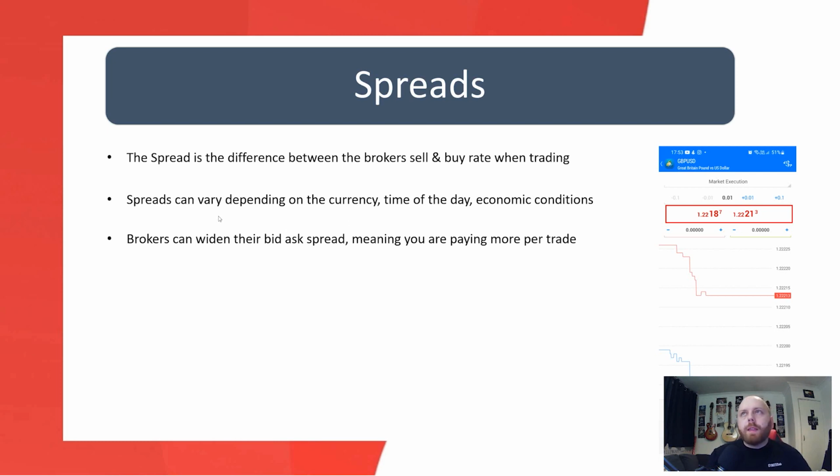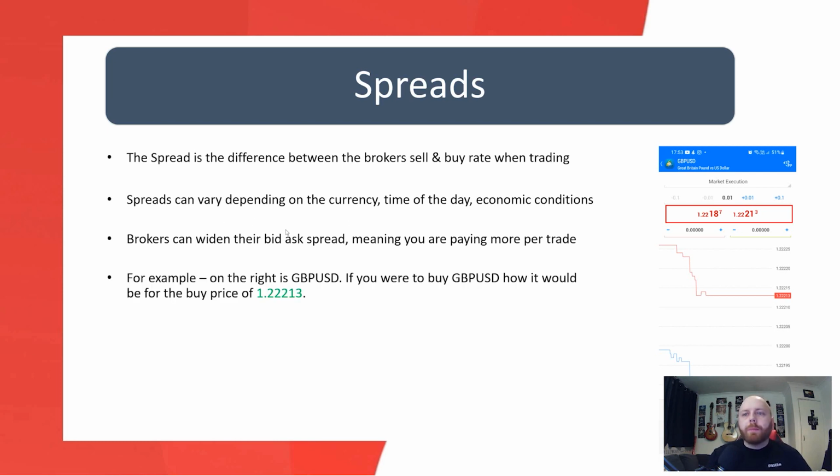So it's easier if we look at this as an example now. As an example on the right then, the Great British Pound versus US dollar. If you were to buy Great British Pound versus US dollar right now, how much are you going to be buying it for? So you can see we've got the buy here, and we're going to be buying it for 1.22213.